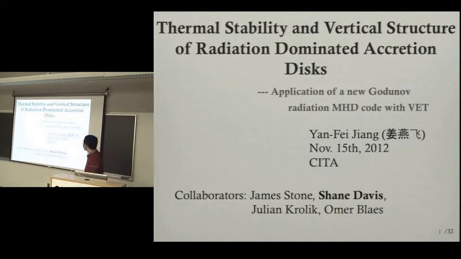So today I will focus on the new radiation MHD code that was developed in Athena. And we applied that code to study the thermal stability and the vertical structure of the radiation-dominated accretion disks. This work is done in collaboration with Jim, Shane, Julian and Omer.